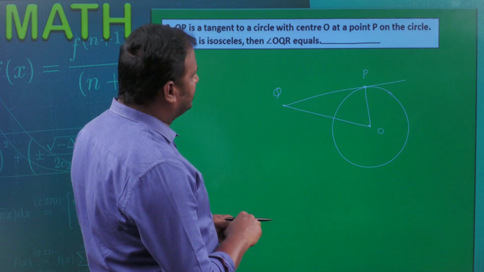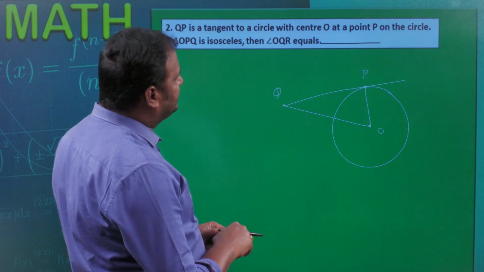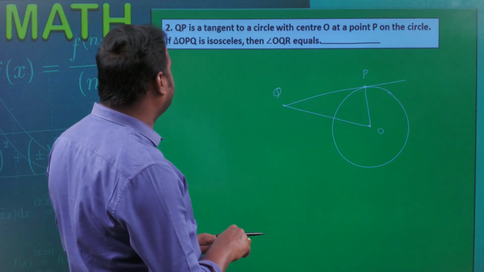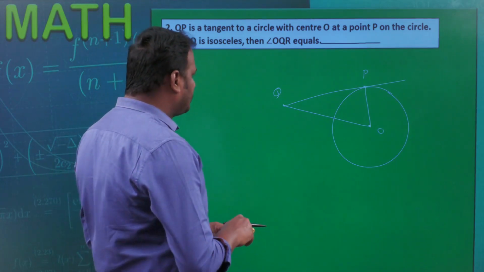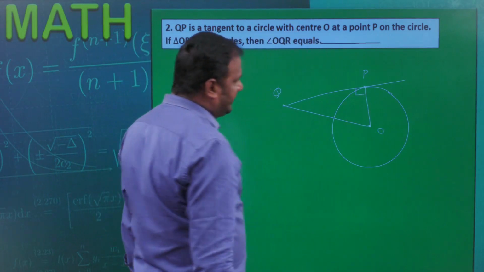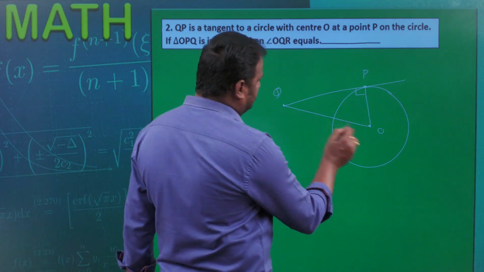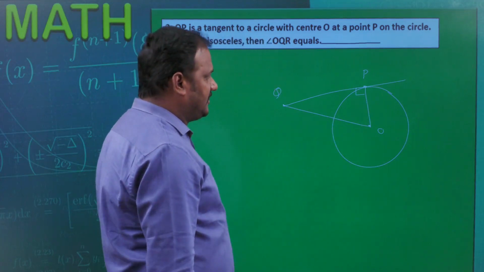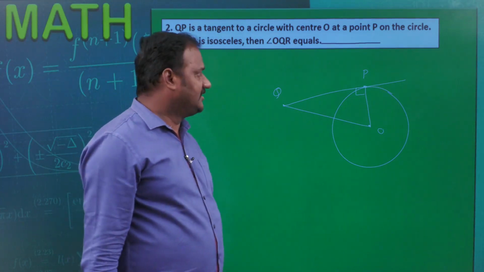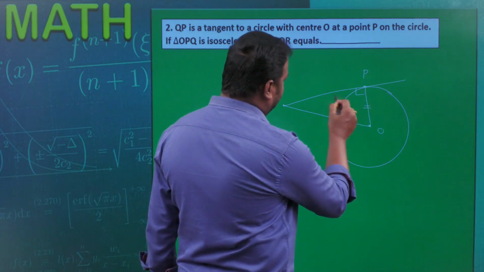QP is a tangent to a circle with center O at a point P on the circle. If triangle OPQ is isosceles, in the sense it is a right angle triangle, right? If it is a right angle, then the side opposite to the right angle is the hypotenuse, so this is the hypotenuse. According to triangle properties, the hypotenuse should be the longest side of a right angle triangle, so this side cannot be equal to any one of the sides, so these two sides must be equal.